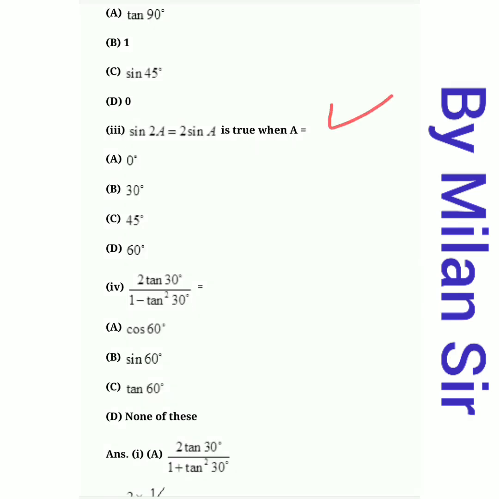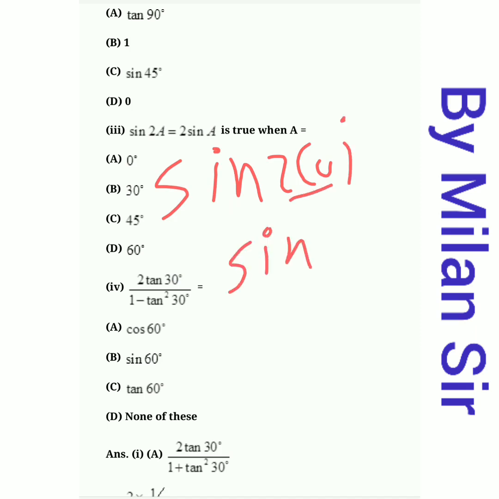Question number 3. Sin 2a is equal to 2 sin a is true when a is equal to, and 4 options are given. Now in standard 10 we don't know the formula of sin 2 theta. So here we cannot do anything. So what we need to do here is check all 4 options one by one. First of all we are checking option A, it's 0. So sin 2a means sin of 2 into a, so 2 into 0, so sin 0.